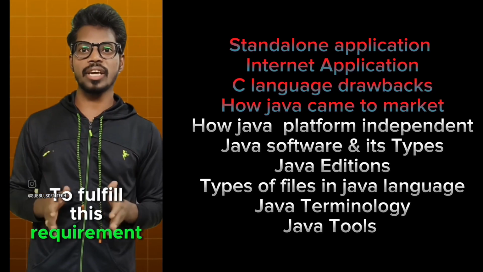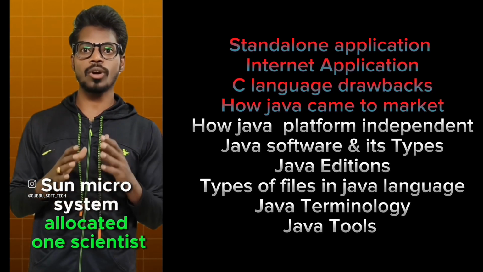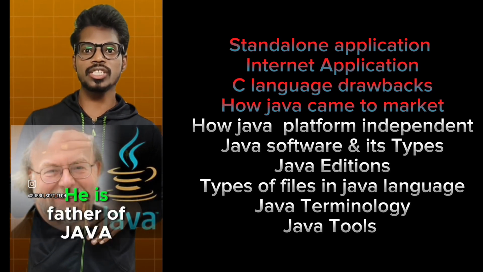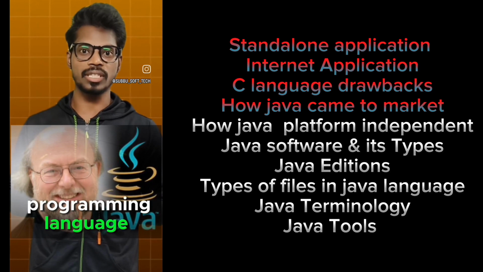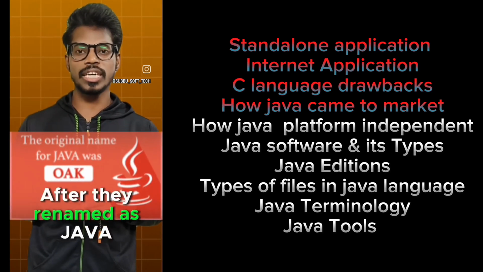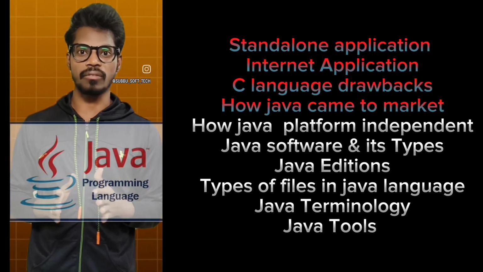To fulfill this requirement, Sun Microsystems allocated one scientist. That person is known as James Gosling. He is the father of the Java programming language. Initially they named it Oak, and after that they renamed it Java.